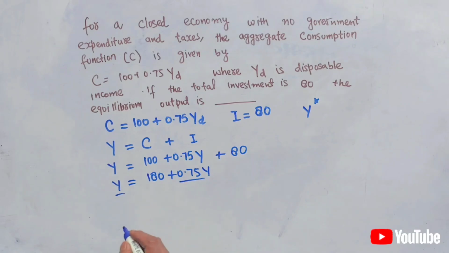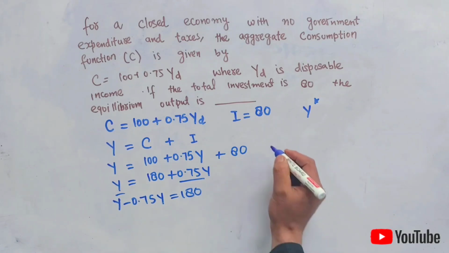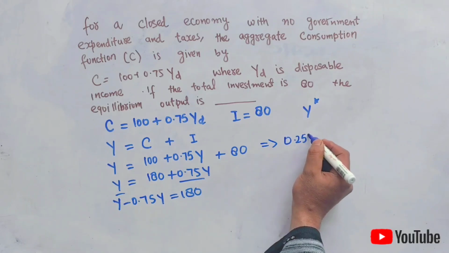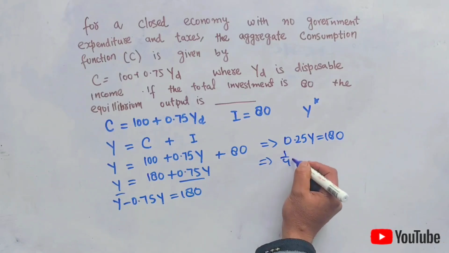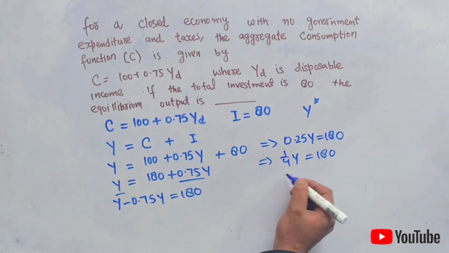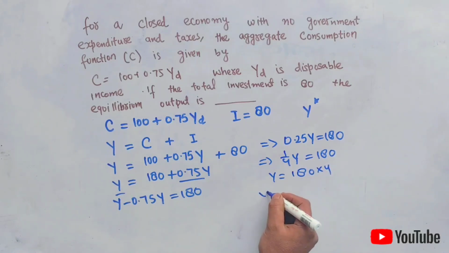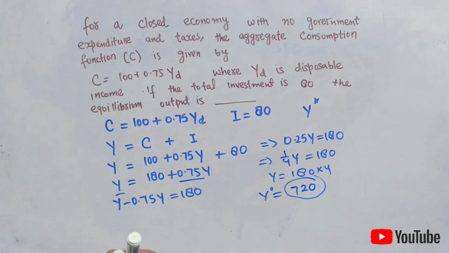Transpose this to LHS, it gets subtracted. So we have minus 0.75 Y is equal to 180, which implies subtract 0.75 Y from Y, we get 0.25 Y is equal to 180, which implies 0.25 is 1 upon 4, Y is equal to 180, or Y will be equal to, transpose this, it gets multiplied, so we get 4 times 180. So equilibrium level of income will be equal to 4 zeros are 0, 4 8s are 32, 4 1s are 4, 5 6 is 7, 720 will be the equilibrium level of income in this economy.